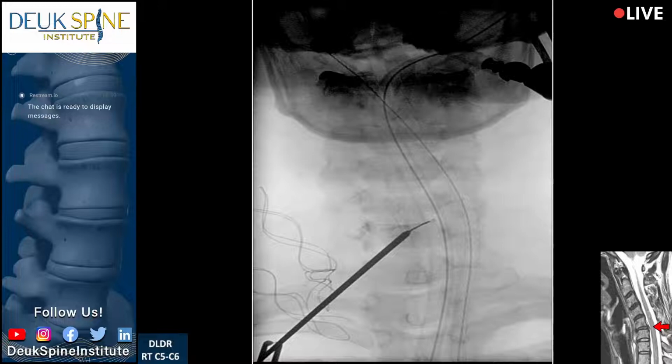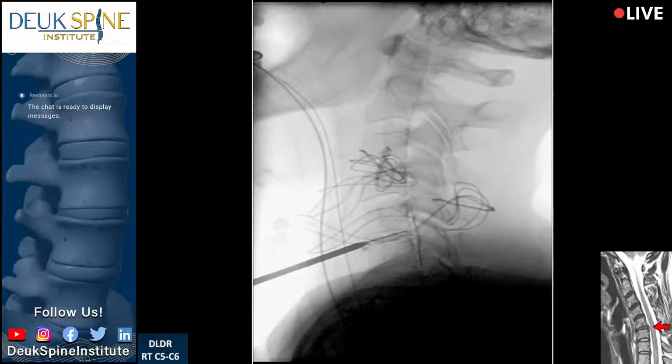We're going to get a lateral view. Shot. Now I'm going to be advancing. All those squiggly lines are the Raytec. I'm going to advance the dilator through the disc. As I do this, I'm not damaging the disc in any way.